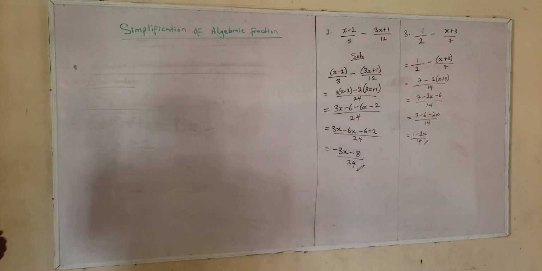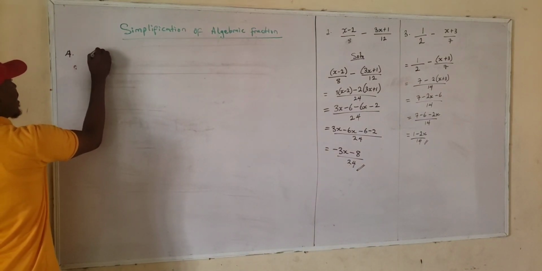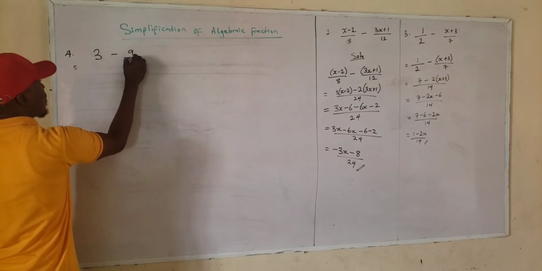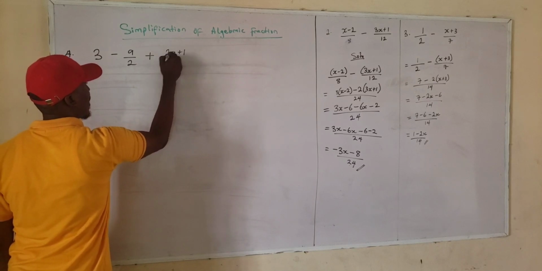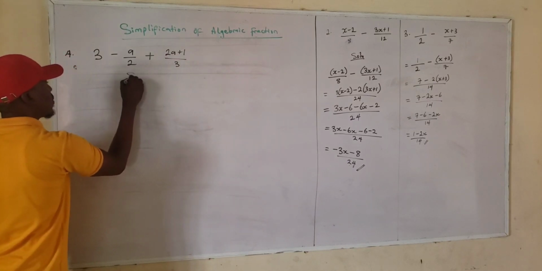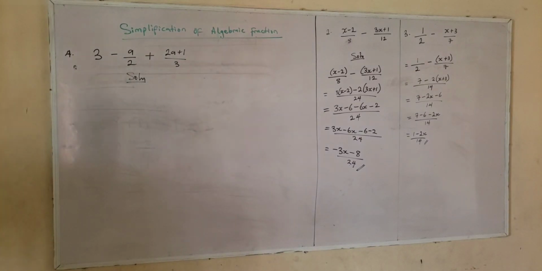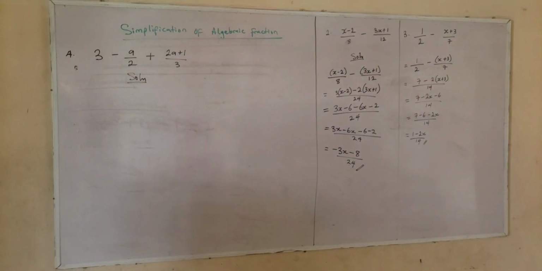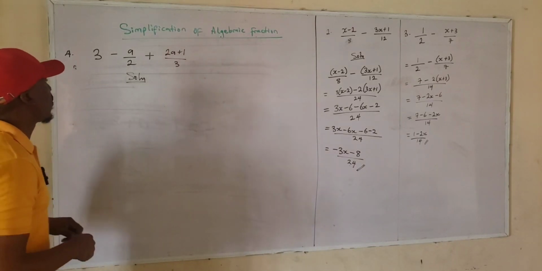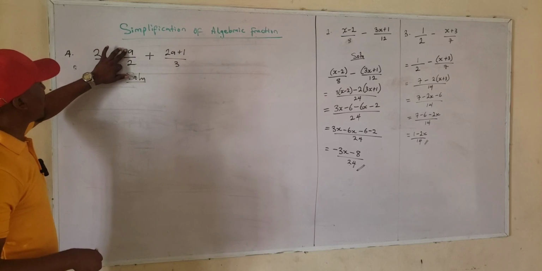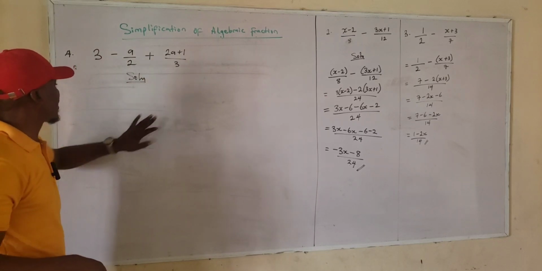Okay, we can have, let's call that example 4: 3 minus a over 2 plus 2a plus 1 over 3. Solution. Okay, so we can have something like this: 3 minus a over 2 plus 2a plus 1. This is a single number, so there's no need of putting it in brackets. But this one here, we need to put it in brackets.